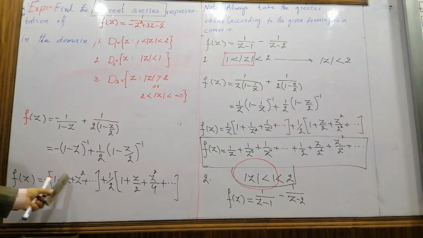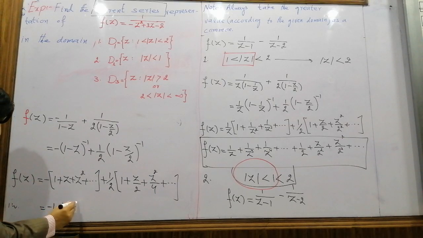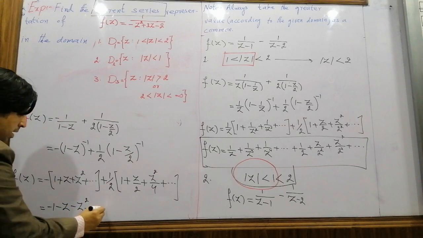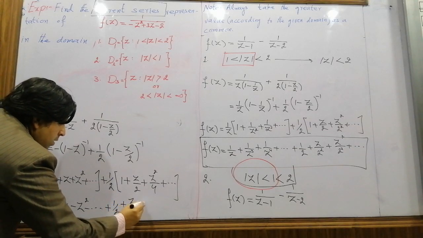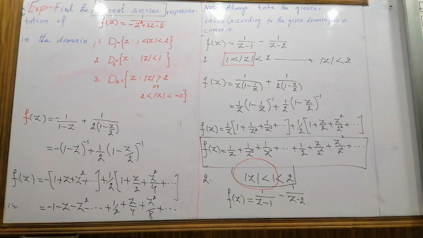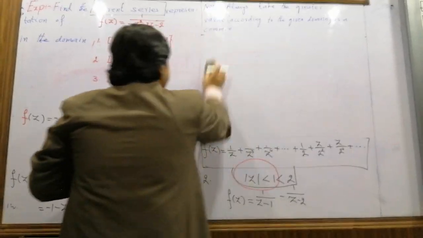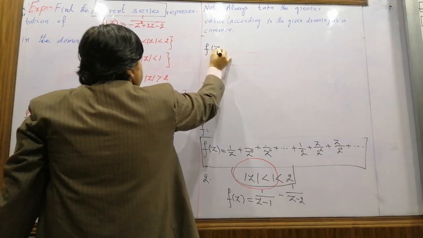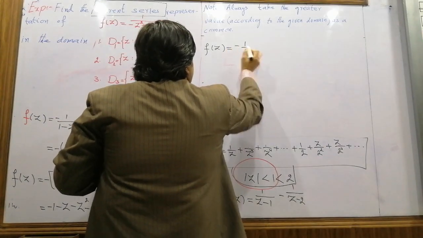Now let us multiply this minus and this 1 over 2 inside, so we can get that this is equal to minus 1 minus z minus z square and so on, and plus this is 1 over 2 plus z divided by 4 plus z square divided by 8 and so on. And now let us simplify. Minus 1 and plus 1 over 2 will give us, so I will get that f of z is equal to minus 1 plus 1 over 2. It will give us minus 1 over 2. So I have to write minus 1 over 2.